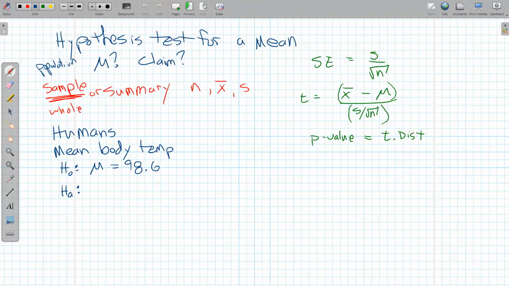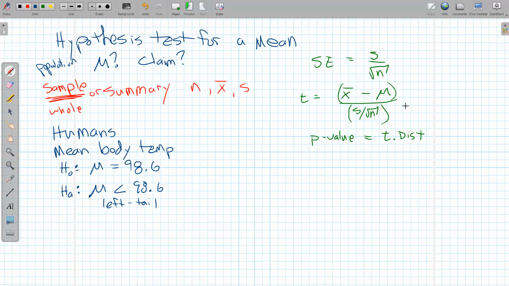We've done this before, but with a randomization. I'm just going to redo this idea with a central limit theorem. So mu is less than 98.6. That's a left tail, which is nice because spreadsheets do left tails more easily than right or two tails.